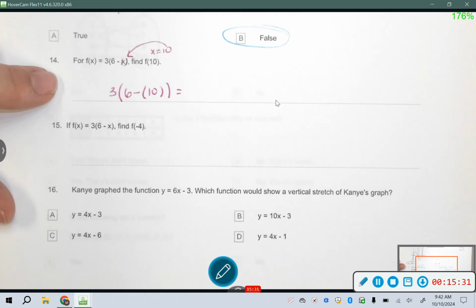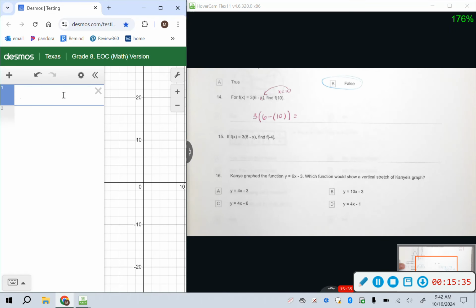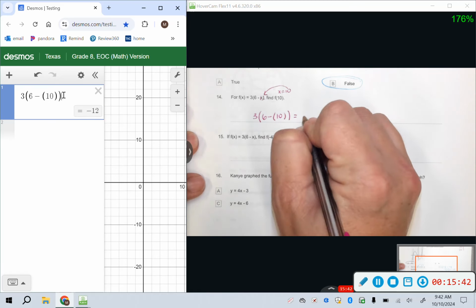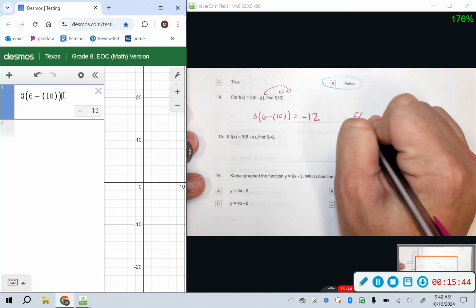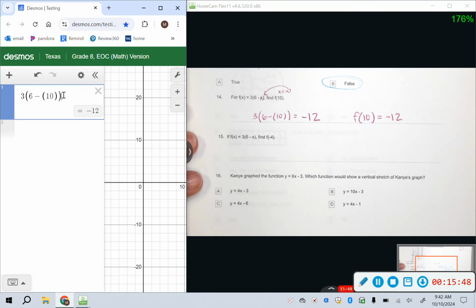So if I can find my mouse, I'm going to type 3 parentheses 6 minus parentheses 10, and it tells me my answer is negative 12. So I know f of 10 equals negative 12. That's all the work I would need to see. Really, if you just wrote this, I would take that as well.